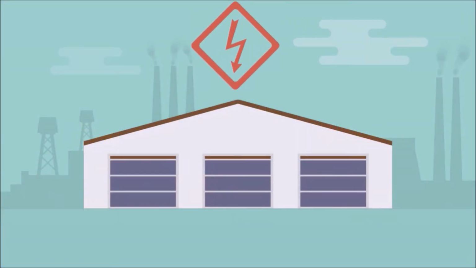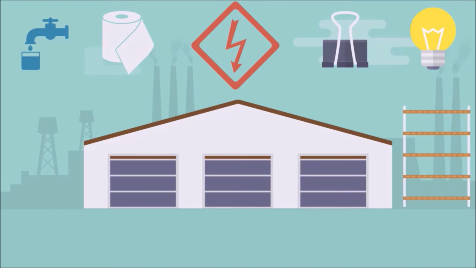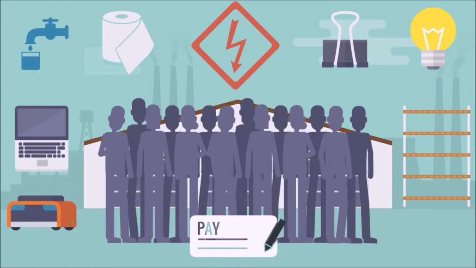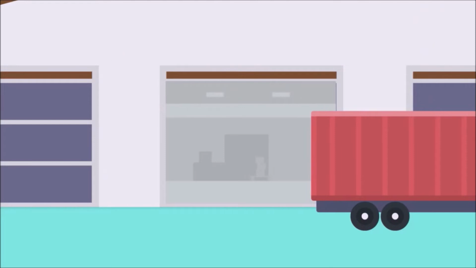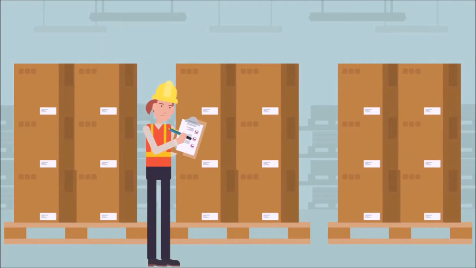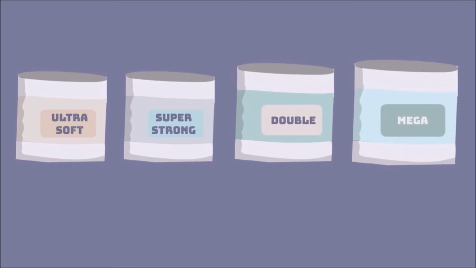You'll want to remember that those distribution centers will also need electricity, gas, water, lights, soap, toilet paper, garbage pickup, office supplies, furniture, racking, forklifts, computers, software, and other technology, not to mention employee benefits and pay. So when the items arrive at the distribution center, a forklift driver will need to unload the truck, check the quality and quantity of items received, and put the items away in storage locations based on their SKU. Remember, not all toilet paper is created equally. There's ultra soft, super strong, double rolls, triple rolls, and even mega rolls.